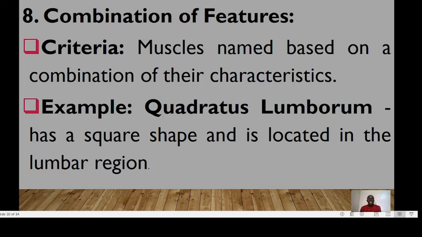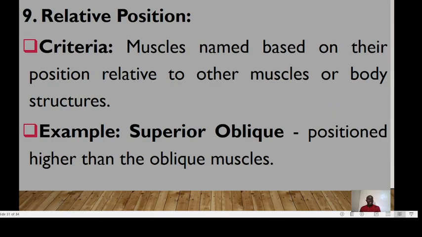We also have the combination of features, where we have muscles being named based on the combination of their features. Like, for example, the quadratus lumborum is square shaped and is located in the lumbar region. That's why it's referred to as the quadratus lumborum. All right, we have the relative position, where muscles are named because of their position relative to other muscles or other structures. Like the superior oblique is positioned higher above the oblique muscles.